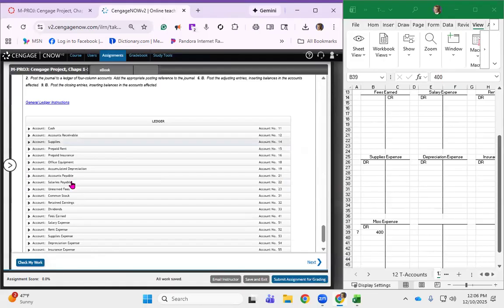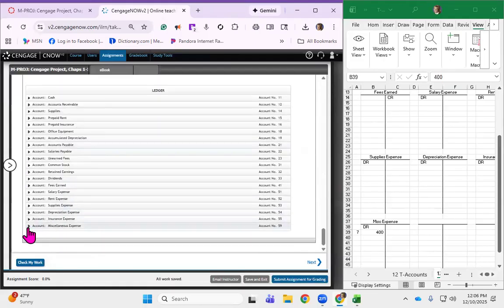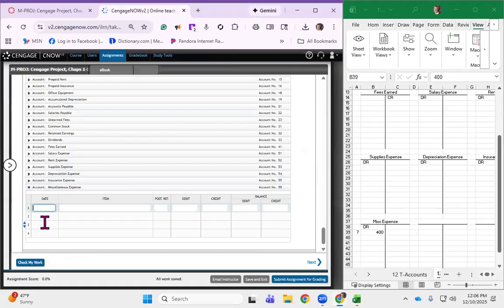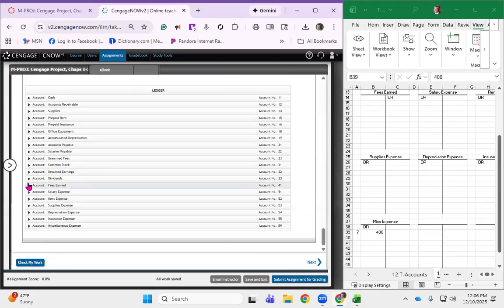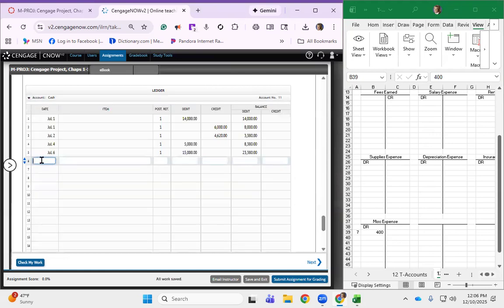Go down to miscellaneous expense. It should be your last one. Let's put in July the 10th, page 1 of the general journal, $400. New balance is $400 because it's an expense. And then we're going to credit cash for paying for that advertisement. Yep. So July 10th, page 1, down goes cash for $400.